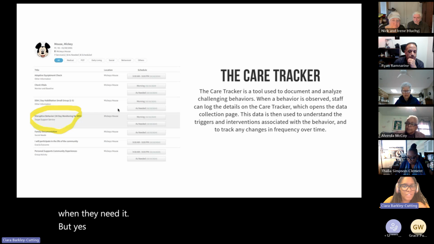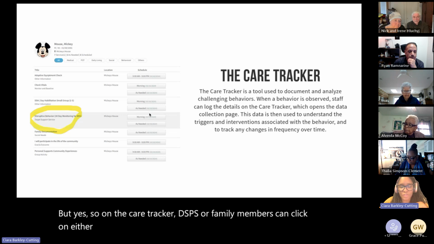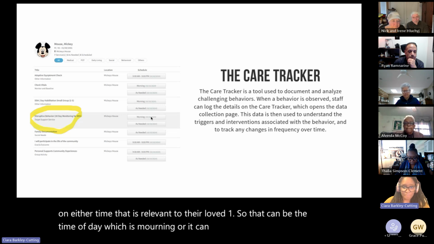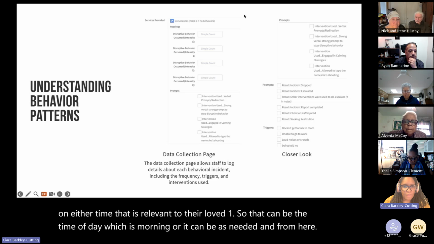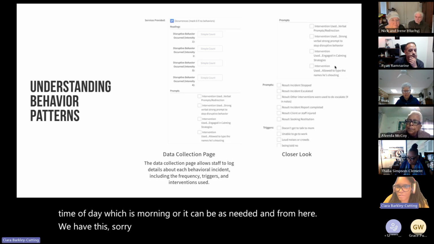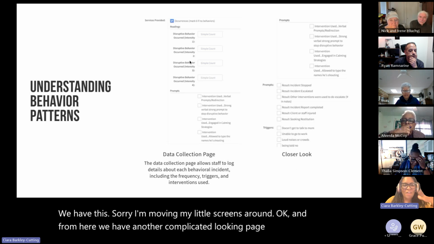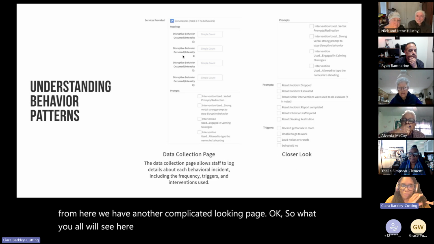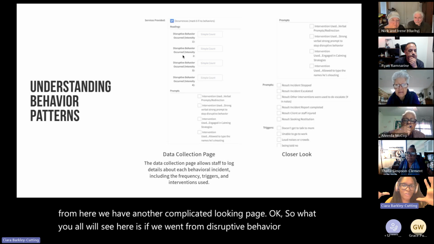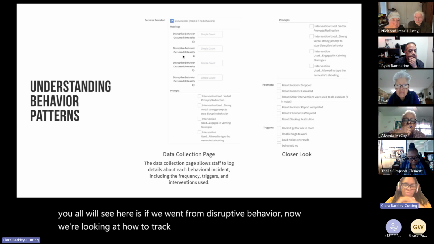But yes, so on the care tracker, DSPs or family members can click on either time that is relevant to their loved one. So that can be the time of day, which is morning, or it can be as needed. And from here, we have this. Sorry, I'm moving my little screens around. Okay, and from here we have another complicated looking page, okay? So what you all will see here is if we went from disruptive behavior, now we're looking at how to track it. And so it depends on the provider of the behavior plan.